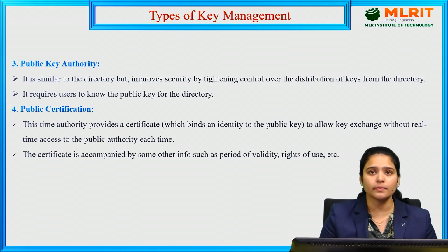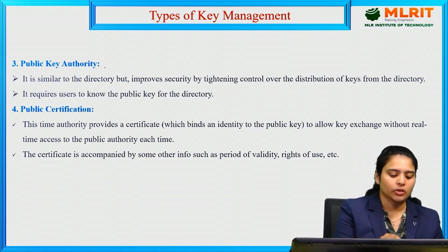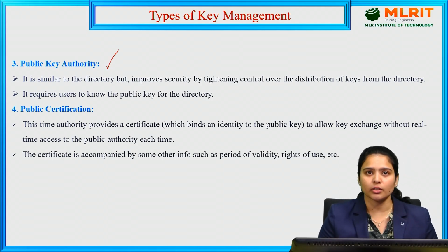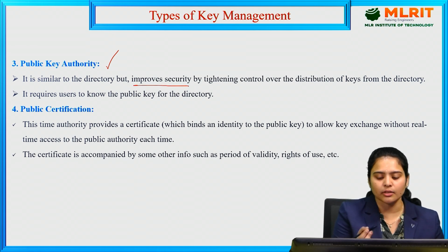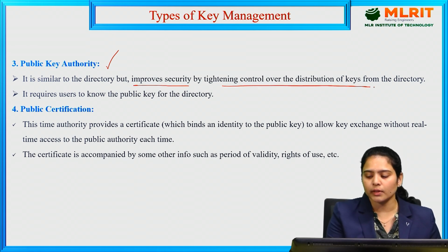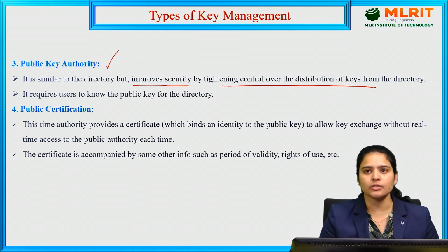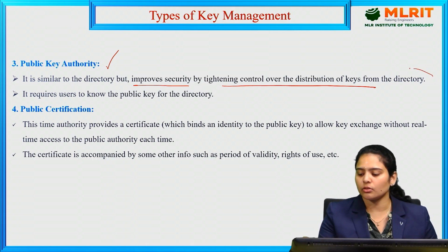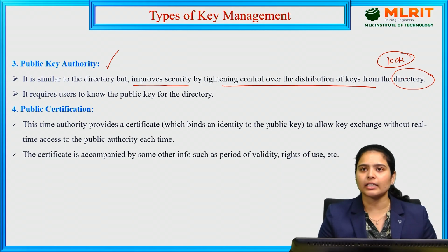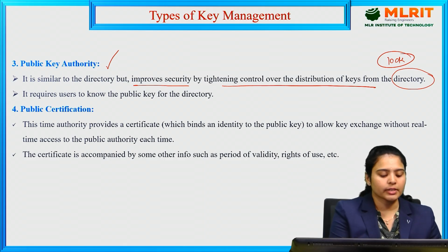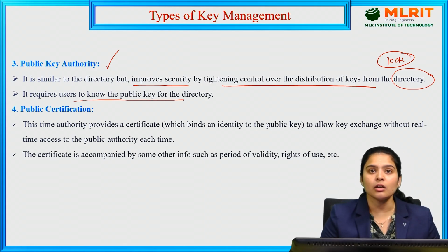The third one is the public key authority. This mainly improves security by tightening control over the distribution of keys from the directory. Basically, this directory should be locked to control the distribution of keys in order to improve security. It requires the users to know the public key of the directory. So that is the public key authority. We need to remember two things.